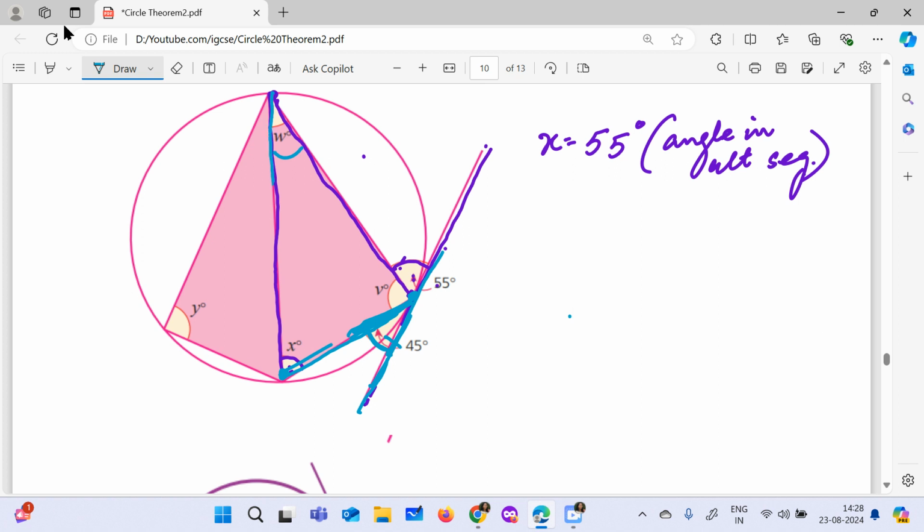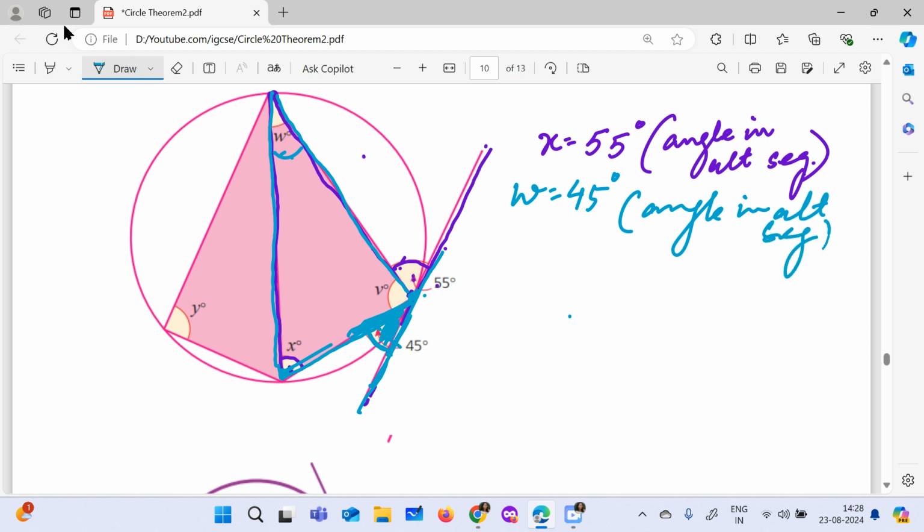Yes. So from this chord another angle is formed in the alternate segment, and this angle w will be equal to this angle here. Is this clear to you? Yes, Miss. So we can say w is equal to 45 degrees, and the reason is angle in alternate segment. Okay, now I want you to answer what is the value of v here.